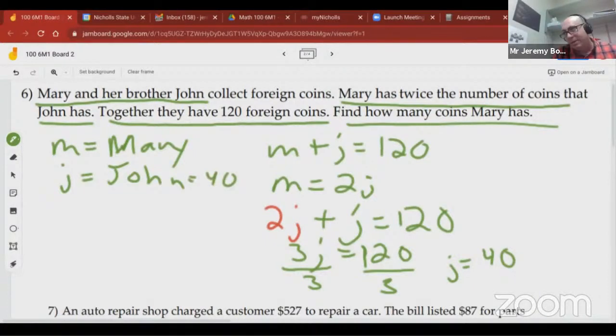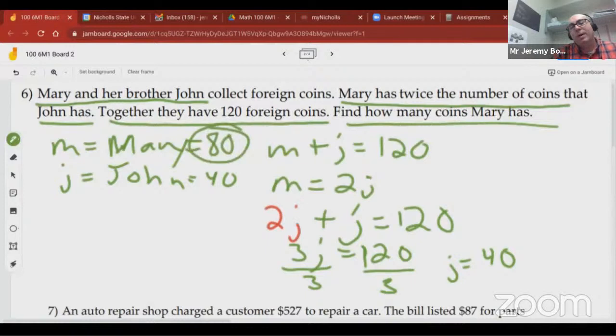The question that they wanted the answer to was how many coins does Mary have? Well, can we figure that out? We've got two different ways we can do it now. We can go back to this one, plug in the 40 here, subtract the 40 from both sides, and you get M is equal to 80. You could also plug in the 40 here. 2 times 40 is going to be 80, so Mary has 80 coins.